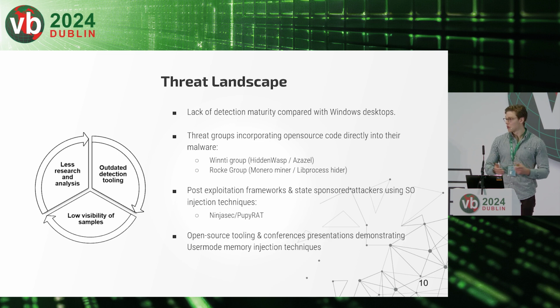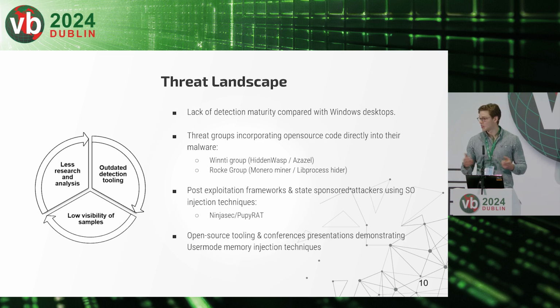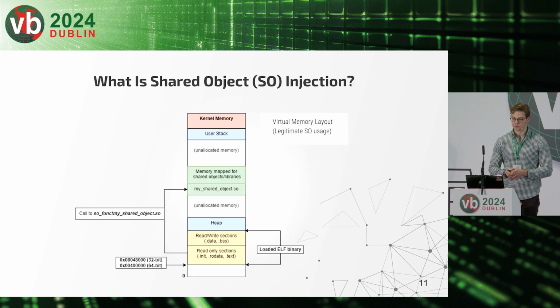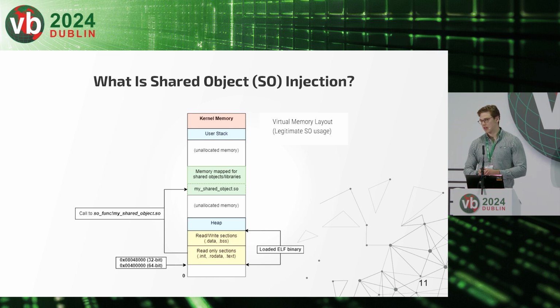And everyone's probably aware there's a lot of conferences and material out there on attacking Linux, but less so from the defensive side of things. So what's a shared object? Well, a shared object is fundamentally the equivalent of a dynamic link library.